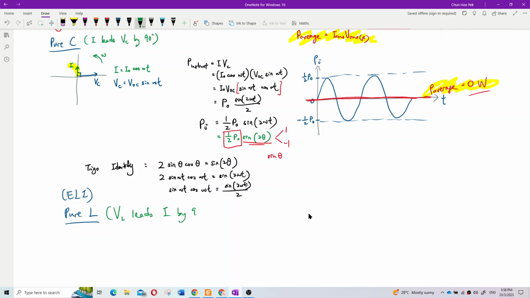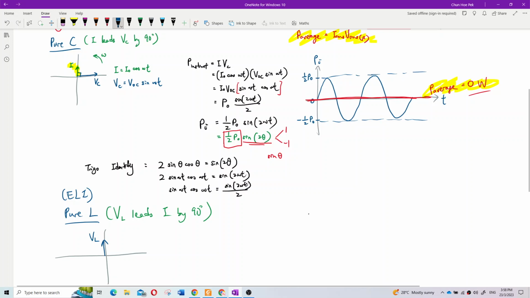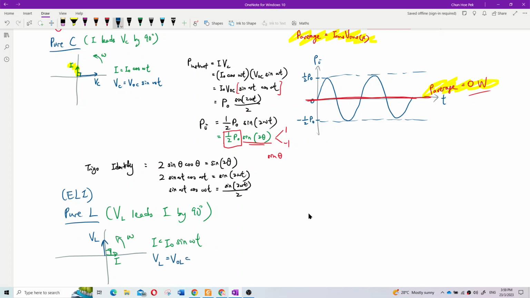Current lags by 90 degrees, and the graph shows that voltage is the boss, and current is lagging behind. So the equation is: the current is sine, and the voltage of the inductor is V naught L cos omega t. Voltage is cos, current is sine, correct?